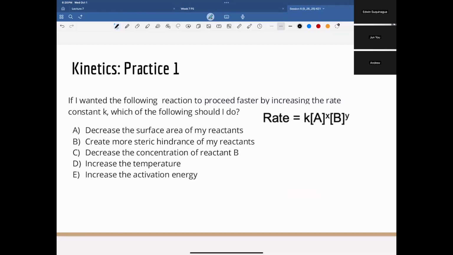You said D? Yep, D is the correct answer. Do you mind explaining why? I just remember it from another class, but that's all I know.